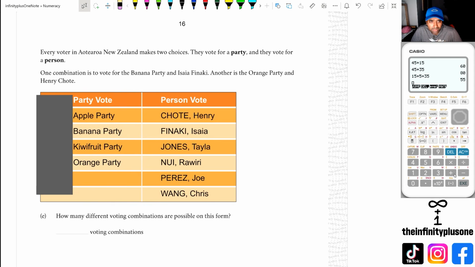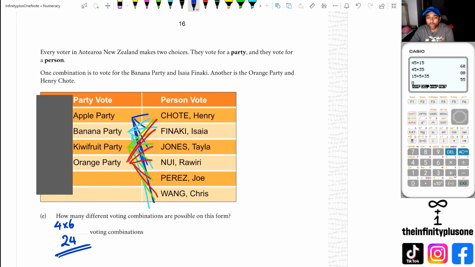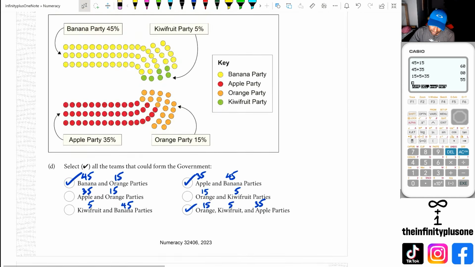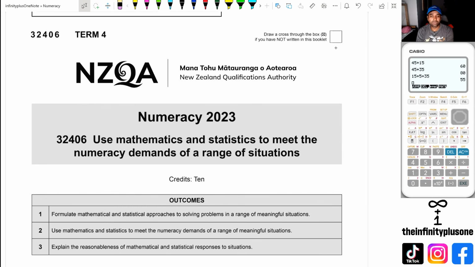Okay, so if you think about it, we've got 4 party votes and 6 person votes. So if you think about it, you've got 1, 2, 3, 4, 5, 6, 7, 8, 9, 10, 11, 12, 13, 14, 15, 16, 17, 18, 19, 20, 21, 22, 23, 24. Or in other words, to find this, we just have 4 times 6, which equals 24 voting combinations. And folks, I think that's basically question 5 for us. So folks, that's basically it for this particular paper.